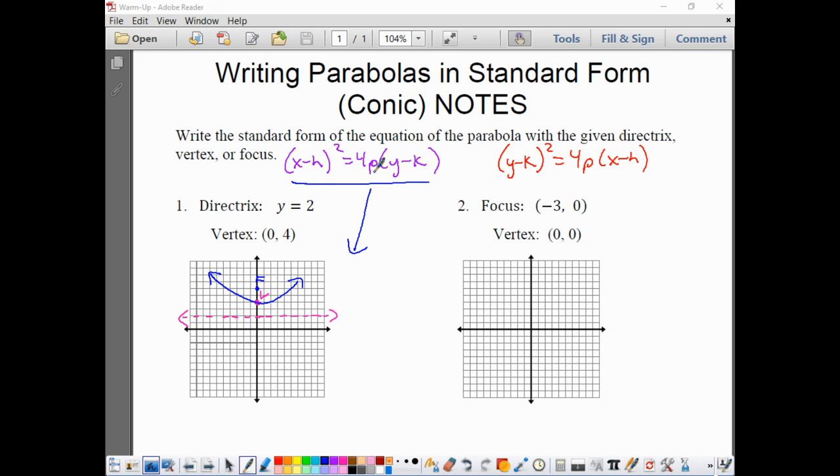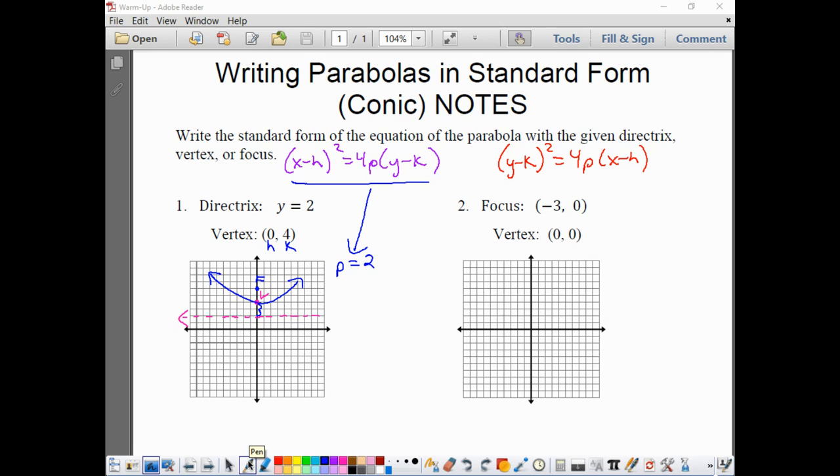I like to list them off to the side. Well, I don't need to list the vertex off to the side. It's already given. Here's your h and here's your k. But the value of p we need. The value of p is going to be that distance right here, so the value of p is 2. Once you have that information, it's simply throwing it into the formula for your equation.